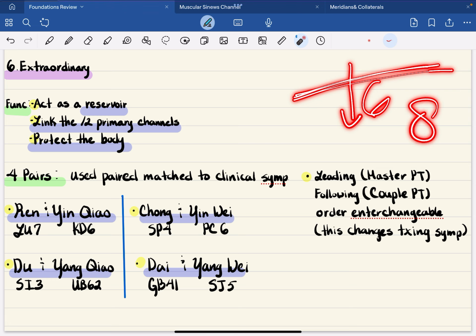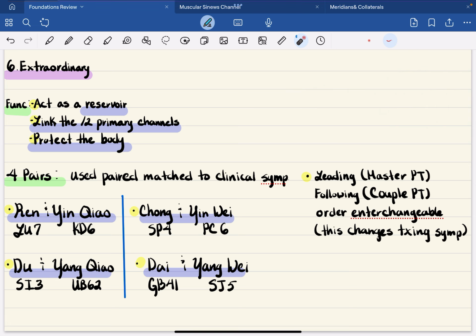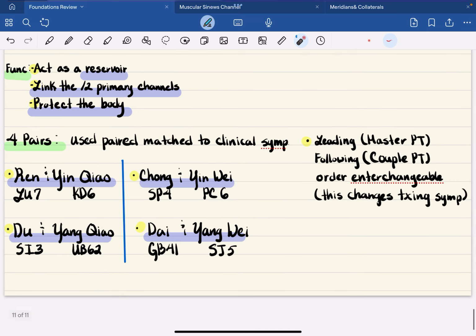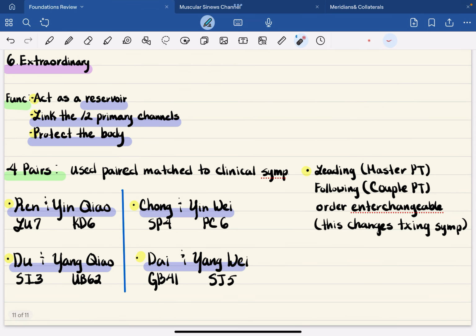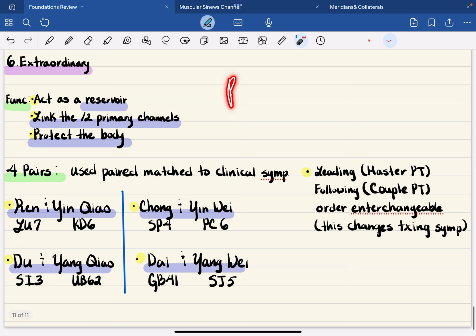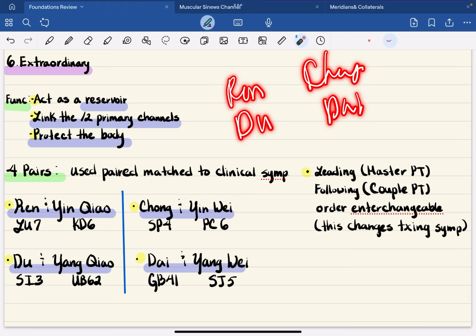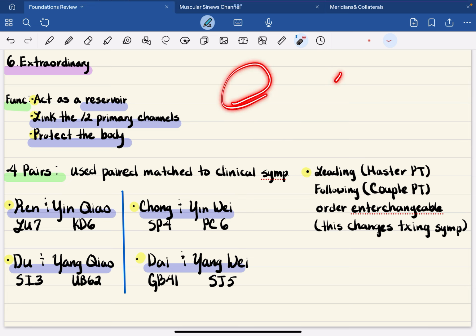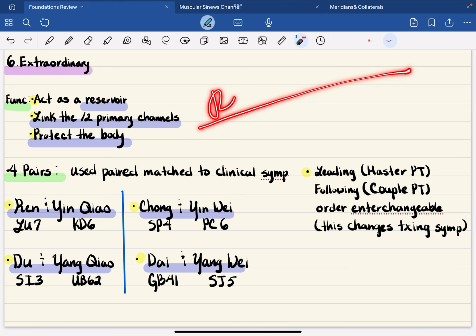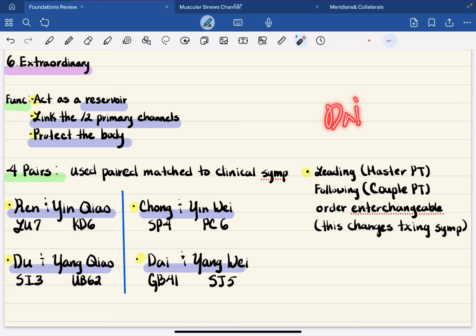But there's 8. Okay, let's not get this confused. I just got confused almost looking at the slide. And there's 4 pairs. So the way I remember these pairs is like this. We know that there's Ren, and then there's Du, and then there's Chong, and then there's Dai. We know that the Ren and the Chong is more towards an association with female, right? Because Ren is the front of the body, right? Du is the back. And Dai is also kind of the back as well. It's like the spine.